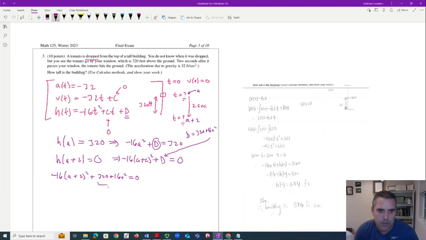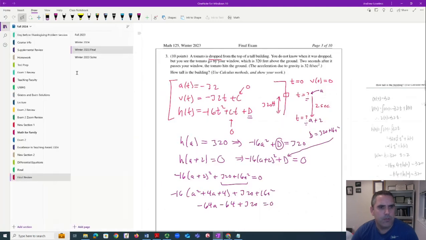So I substituted. And now we have one variable, so now I'm going to expand and see what happens. Plus 4a plus 4 plus 320 plus 16a squared. The 16a squareds are going to cancel. I think this ends up being negative 64a. Negative 64 plus 320 is 0. Let's double check there.